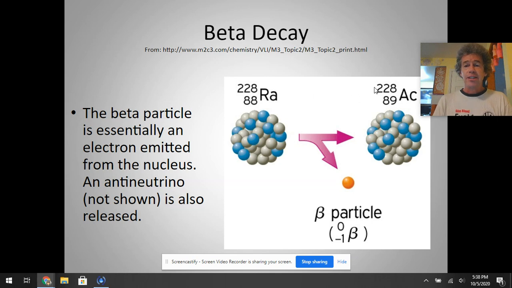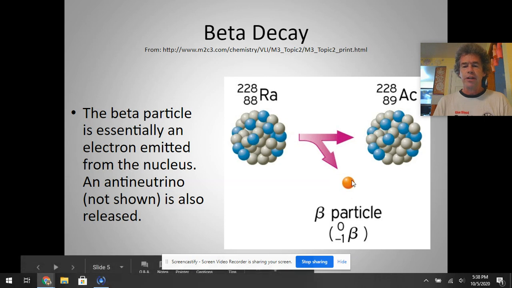The mass stays essentially the same, 228. But the number, since a neutron converts into a proton, goes from 88 up to 89. So we've gained 1 proton, we've lost 1 neutron. Okay, you also get the beta particle or electron emitted, again, with virtually no mass and a -1 charge.